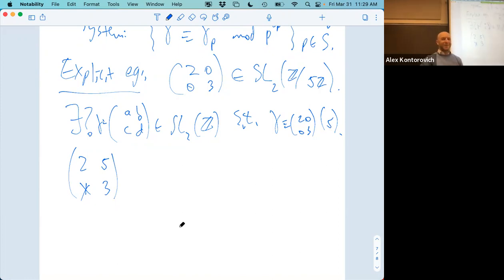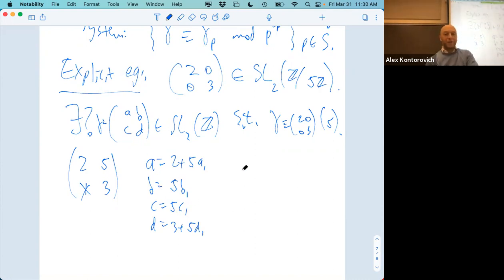Yeah, we can just work it out directly. Okay, so let's work it out. Yes. That's the right way to think about this. A must be 2 plus 5 times some A1. B must be 0 plus 5 times some B1. C must be 5 C1, and D must be 3 plus 5 D1.